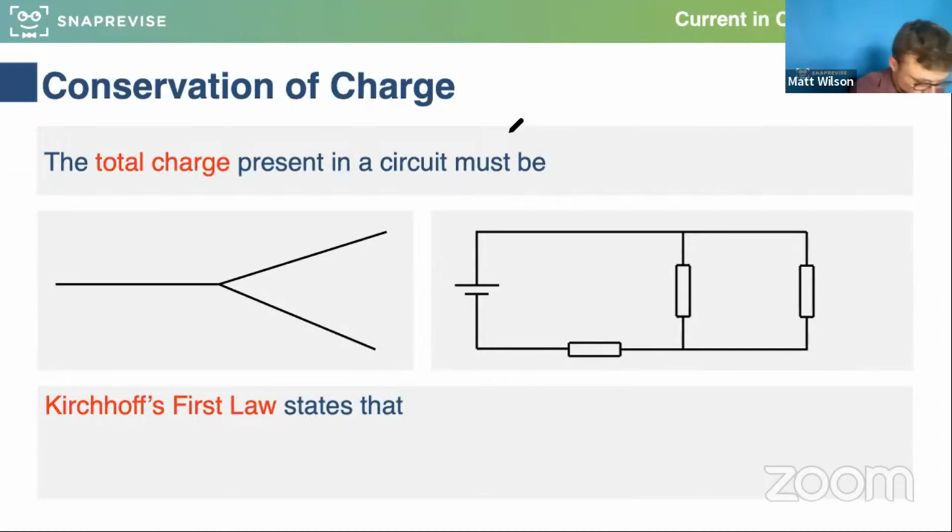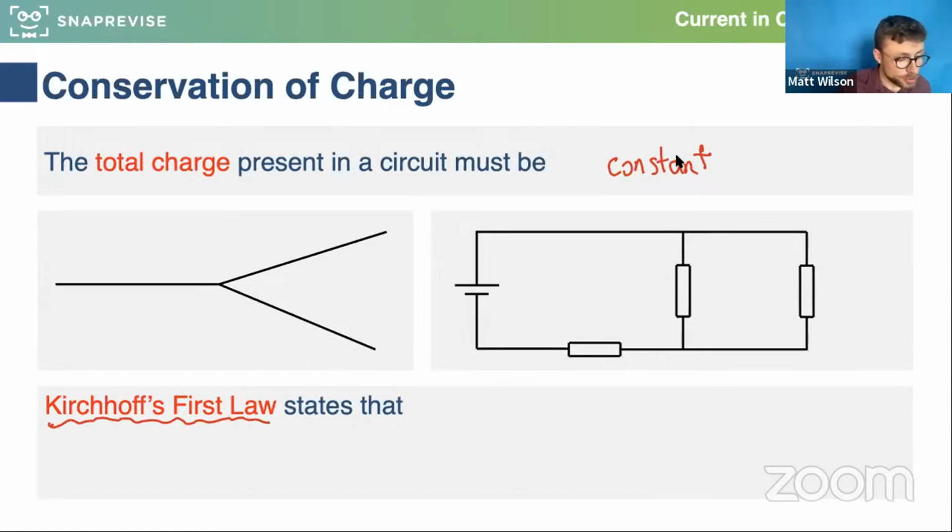Okay, good. So the conservation law that is secretly behind the current law, Kirchhoff's first law as it's sometimes called, is that the total charge present in a circuit must be constant. Charge is like energy, and we'll come back to that later. Charge is something that you can't just create or destroy.